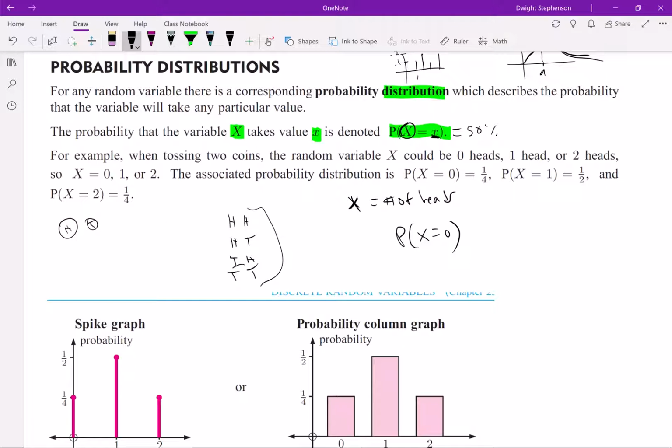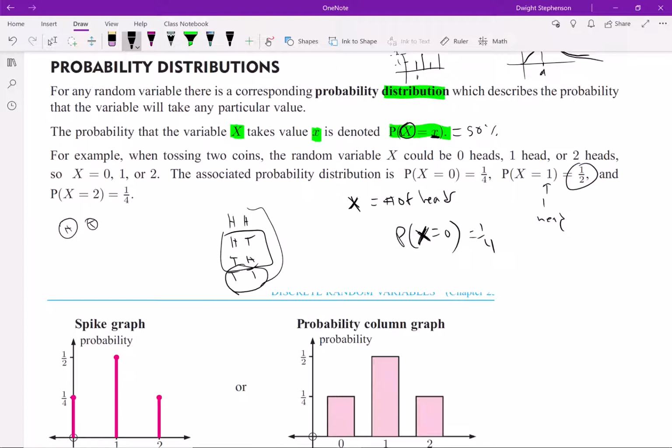Well, that's only this one, right? It's 1 out of 4 cases, so the probability that I get 0 heads is 1/4. And likewise, you can see the probability that I get 1 head is these two. There are 2 cases where you get 1 head: heads, tails, and tails, heads. And so that's 2 out of 4, or 1/2, 50%.